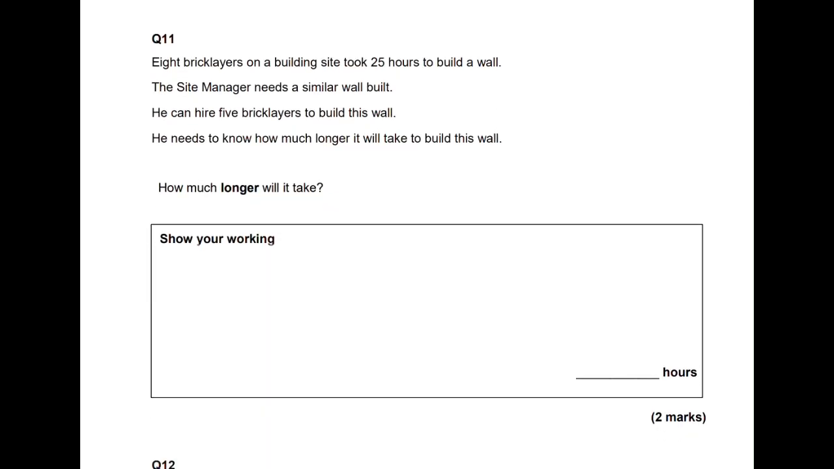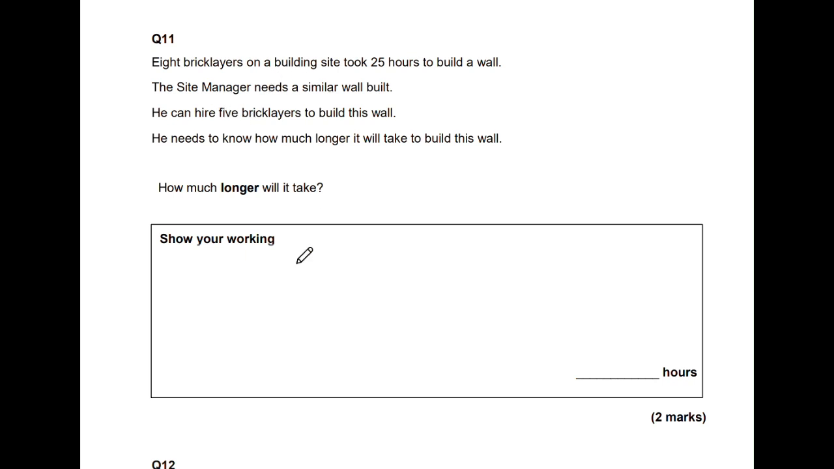Question 11. 8 bricklayers on a building site take 25 hours to build a wall. The site manager needs a similar wall built, and he can hire 5 bricklayers to build this wall. He needs to know how much longer it will take to build this wall.